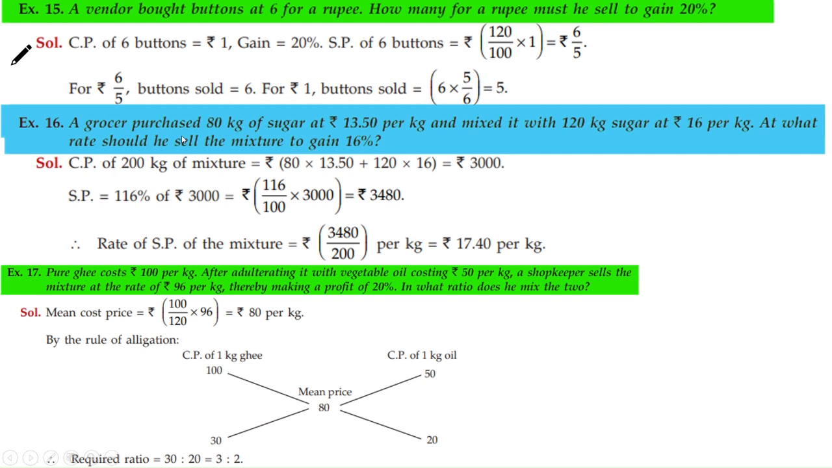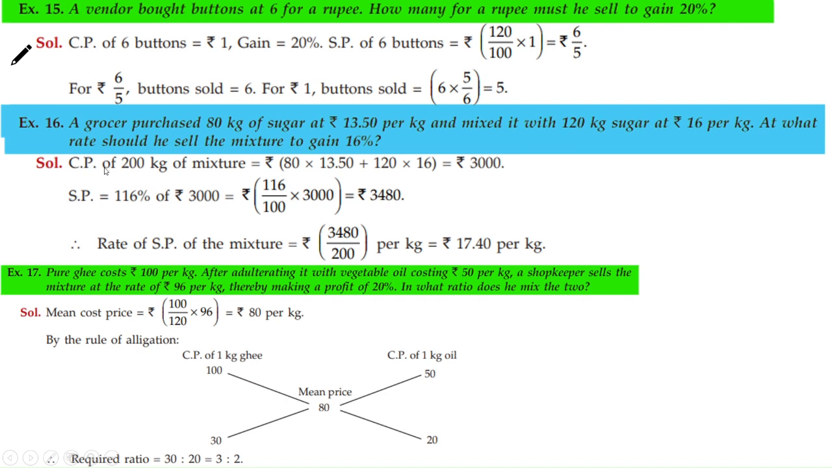A grocer purchased 80 kg of sugar at rupees 13.50 per kg and mixed it with 120 kg sugar at rupees 16 per kg. At what rate should he sell the mixture to gain 16%?